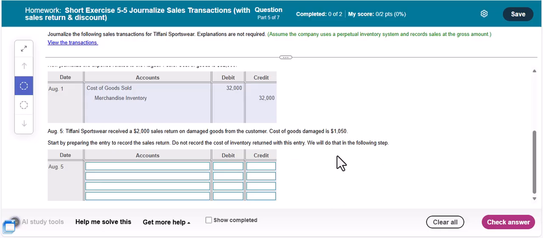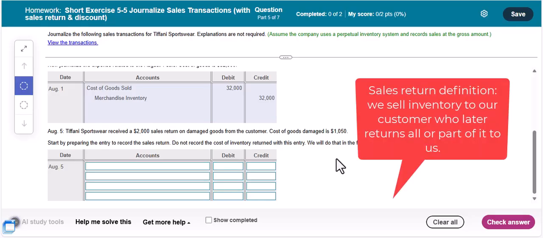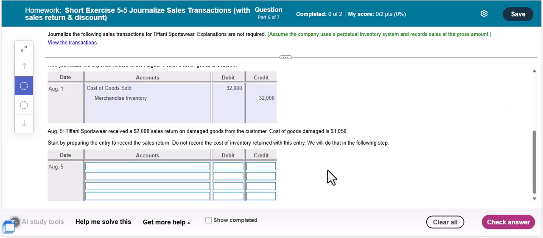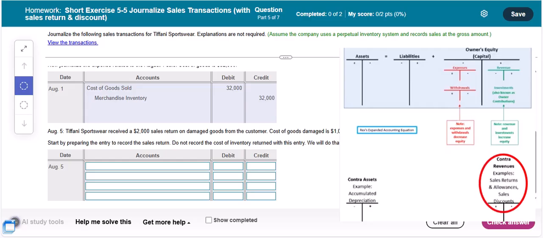So a sales return here means that we are the ones doing the selling and getting the return back to us. So that does not mean we bought it. We are not returning it to our supplier. The definition of a sales return is we sold it and our customer is returning it to us. The easiest way to think about this is we're going to reverse the sale. But instead of lowering sales revenue directly, we're going to keep track of the returns with an account called sales returns and allowances.